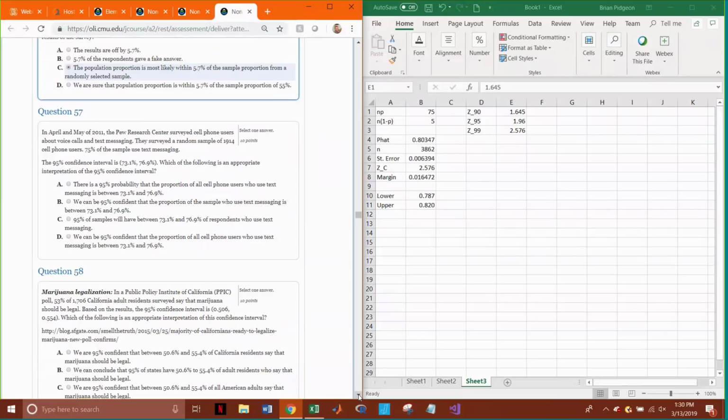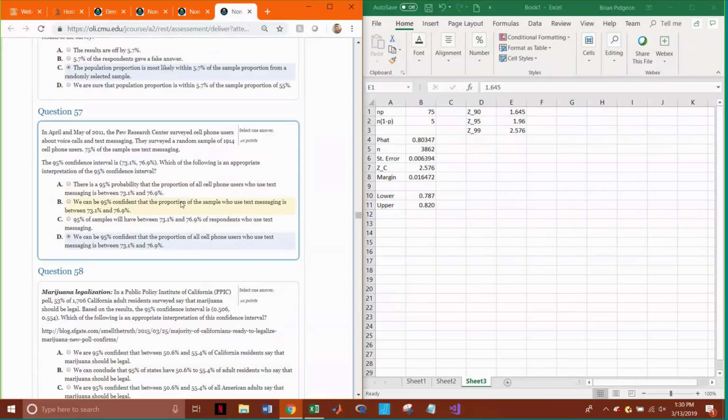Okay, a 95% confidence interval is 73.1% to 76.9, and we're just looking to see the use of texting. So when interpreting a confidence interval, we just say we are a certain degree confident that the true parameter of interest is between blank and blank. So in this case, we are 95% confident that the proportion of all cell phone users who use text messaging is between 73.1 and 76.9.